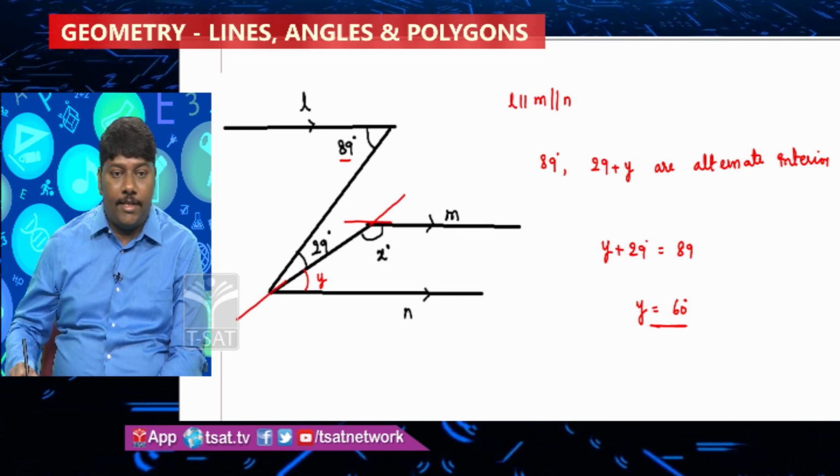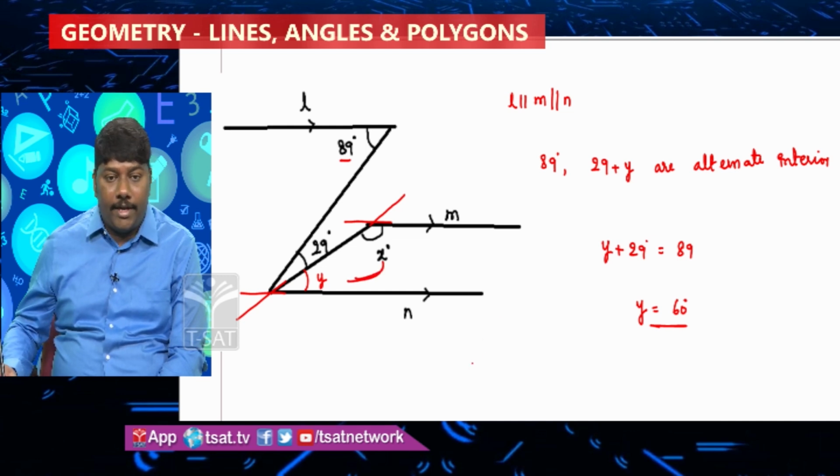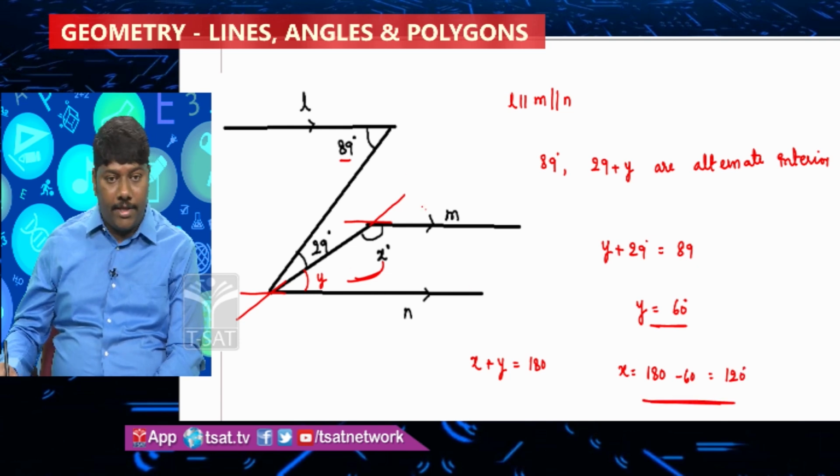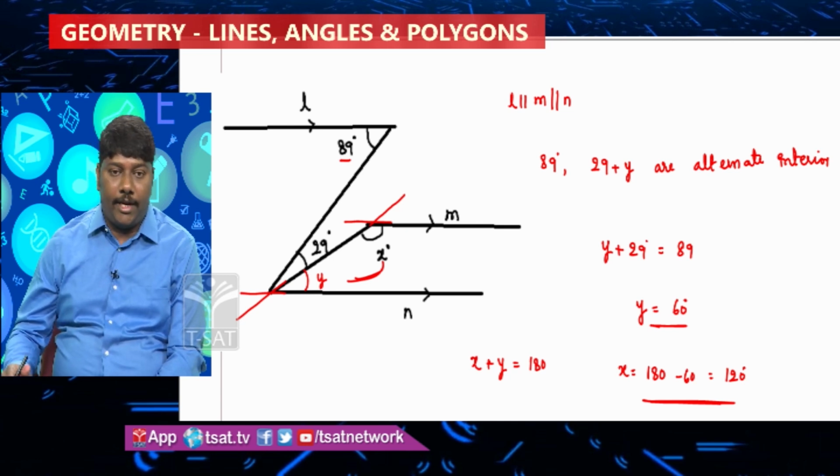Now if you look at X and Y, if you expand it a bit, you can understand that they are one side interior angles. They are not equal, but X plus Y is equal to 180 as we mentioned. X plus Y is equal to 180 means X is equal to 180 minus Y, that is 180 minus 60 degrees, which is equal to 120 degrees. So to identify the angles, you should know what are alternate interior, what are one side interior angles, what are alternate exterior angles, what are corresponding angles and all.